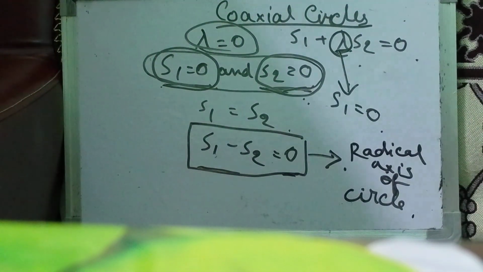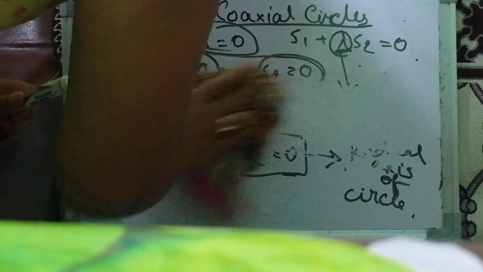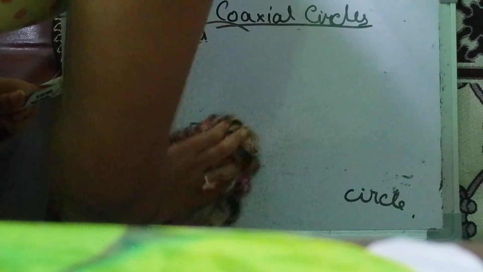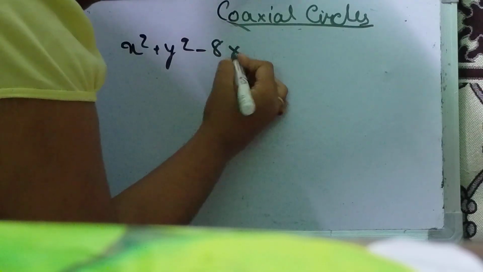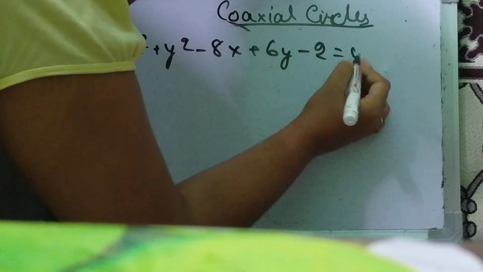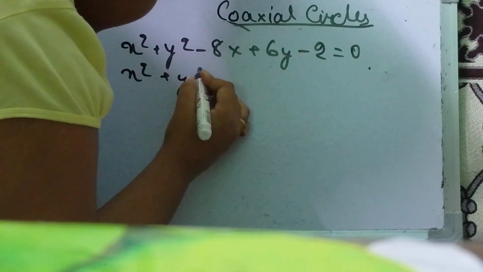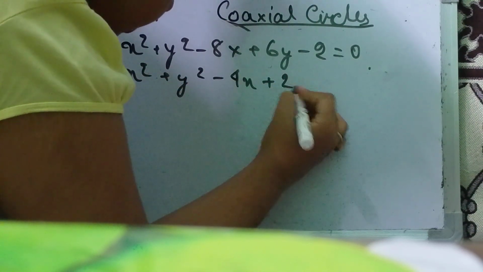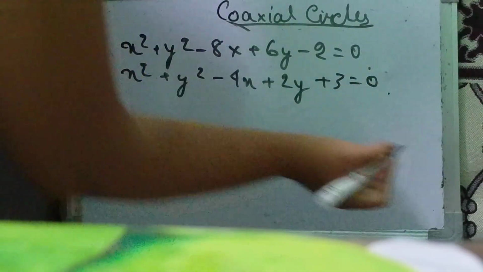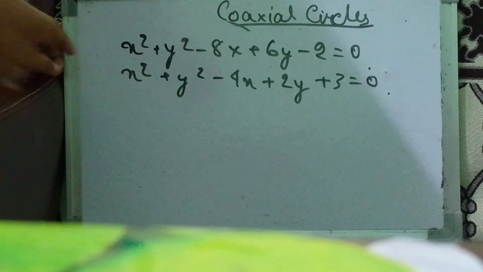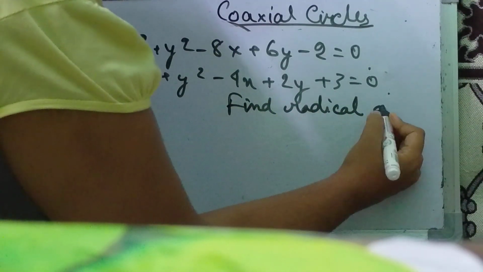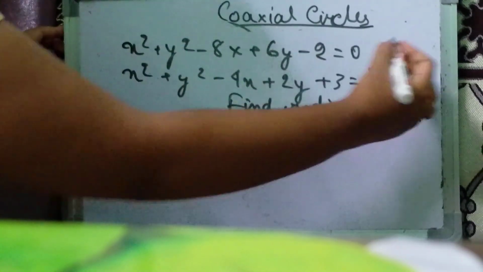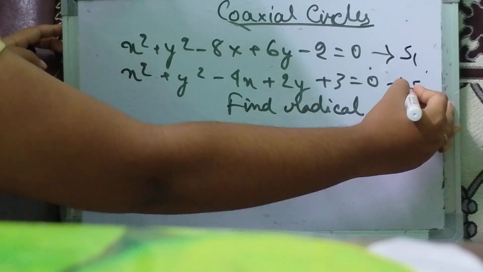Let's solve an example. Two equations are given: x² + y² − 8x + 6y − 2 = 0 and x² + y² − 4x + 2y + 3 = 0. We need to find the radical axis. Here, this is S1 and this is S2.